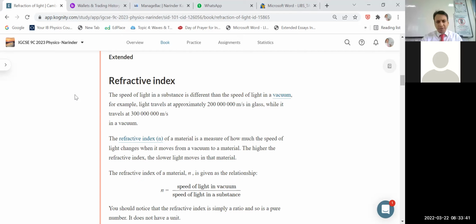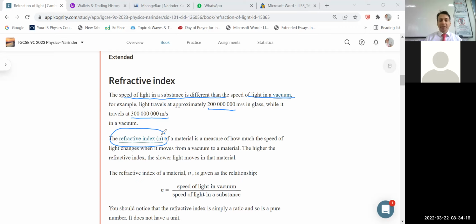Now have a look at this slide, children. What is written here? The speed of light in a substance is different than the speed of light in vacuum. Yes, we know. For example, light travels at approximately this value in glass, while it travels at 3 times 10 to the power 8 meters per second in vacuum or in air. Now we have another term here, the refractive index. What is this refractive index, children? What role does it play in physics, and in our life also?